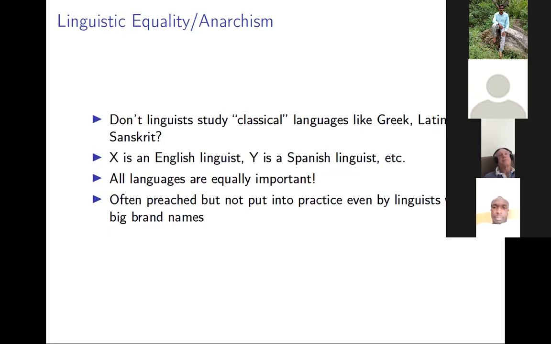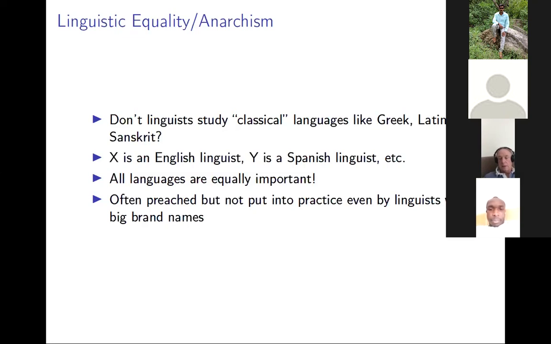To a linguist, all languages are equally important, and so all languages should be studied in their own right. So we should not impose the analysis of any one language on another language. So this is often preached about, and if you ask any linguist, they will definitely admit to this, that okay, we don't do this.